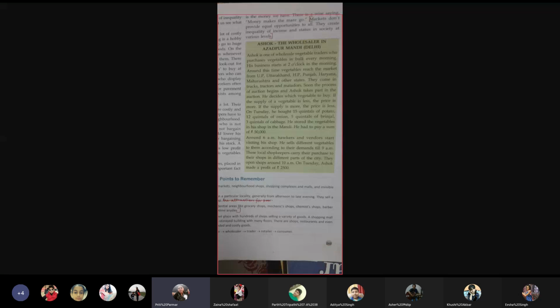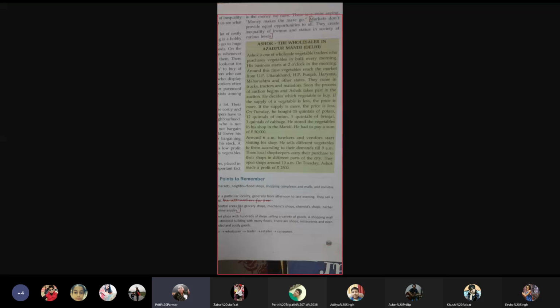Soon the process of auction begins, and Ashok takes part in the auction. He decides which vegetable to buy. If the supply of a vegetable is less, the price is more. If the supply is more, the price is less. On Tuesday, he bought 15 quintals of potato, 12 quintals of onions, 5 quintals of brinjal, 3 quintals of cabbage. He stored the vegetables in his shop in the mandi. He had to pay a sum of 50,000.